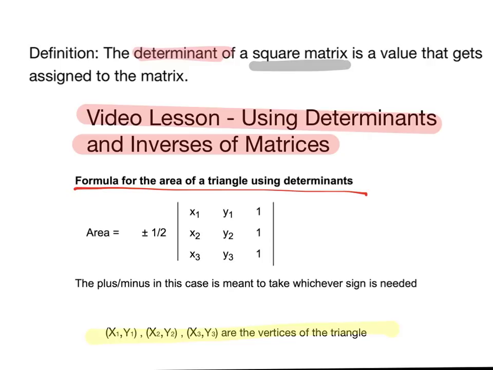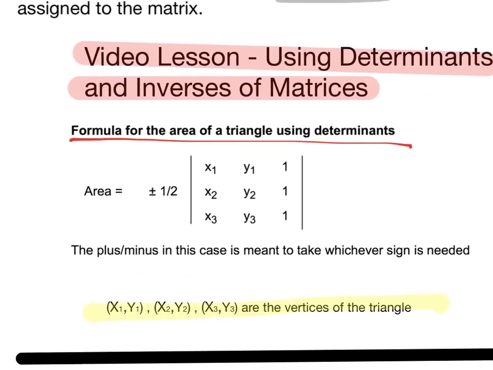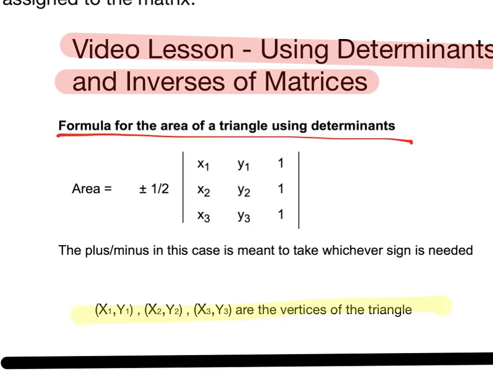The way we're going to calculate the determinant on our calculator, you're going to go to the matrix menu, which is second, and then the inverse button. And you move the cursor over once to the right to math, and then option 1 is the determinant. And the first use for determinants that we're going to be talking about is to find the area of a triangle. And here's our first rule.